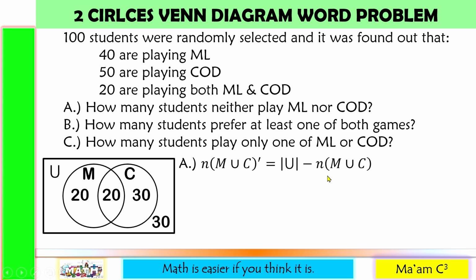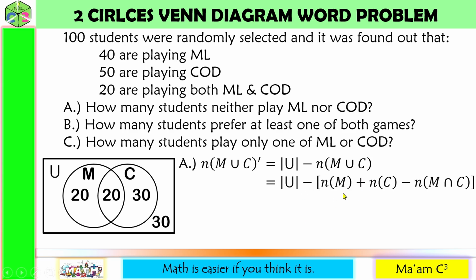I have already shown the formula for this. So let us copy the cardinality of the universal set. And the formula for this one is the cardinality of M plus the cardinality of C minus the cardinality of M intersection C. Let us substitute the given.